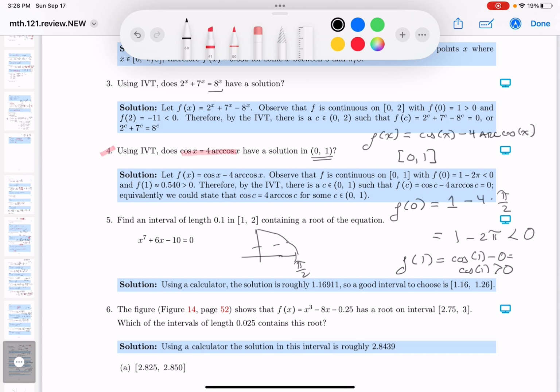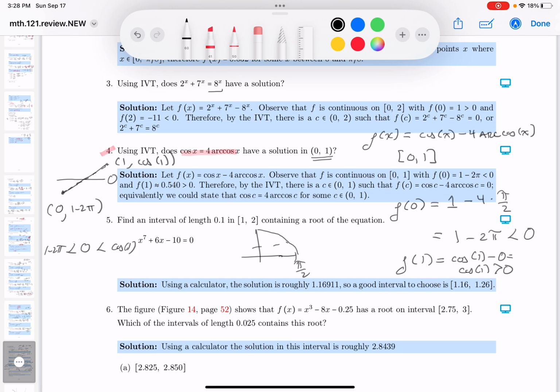We have 2 points, and we started at 0. So at 0, the point we get is, let's see, 1 minus 2 pi, which is definitely a negative number. And then we went to 1. We got cosine of 1. I know there's a connection between these two. It doesn't matter what the connection is, continuous. So what do I know? There's going to be some value where it's going to be equal to 0. And why is that? 0 is between 1 minus 2 pi and cosine of 1. So I know there's at least one solution on the interval.